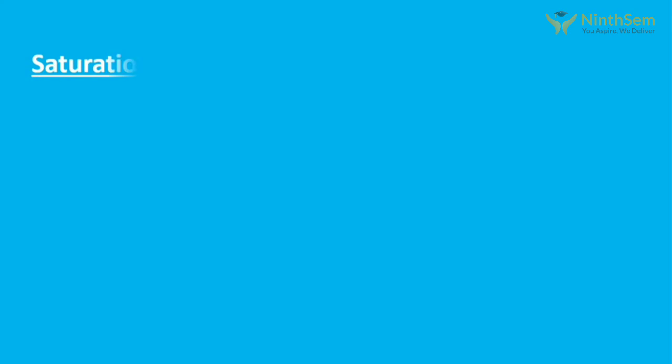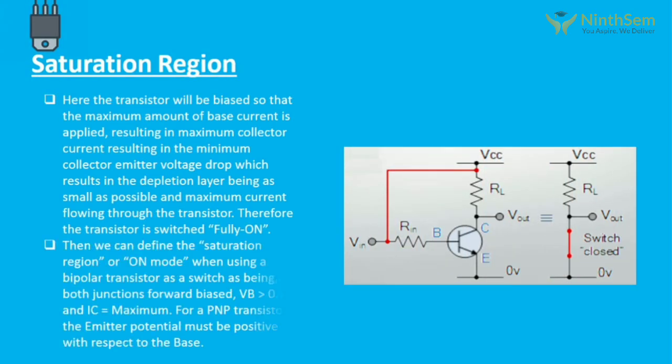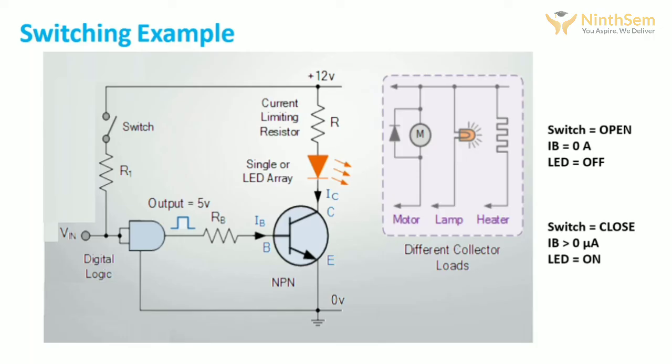And the second stage is the saturation region. As we discussed earlier, when the IB current increases, rapidly or slowly, to the final value, there will be a region which we refer to as the saturation region. At that time the transistor is in fully on mode. So by making the transistor act in the cutoff and saturation regions, we can use it as a switch.